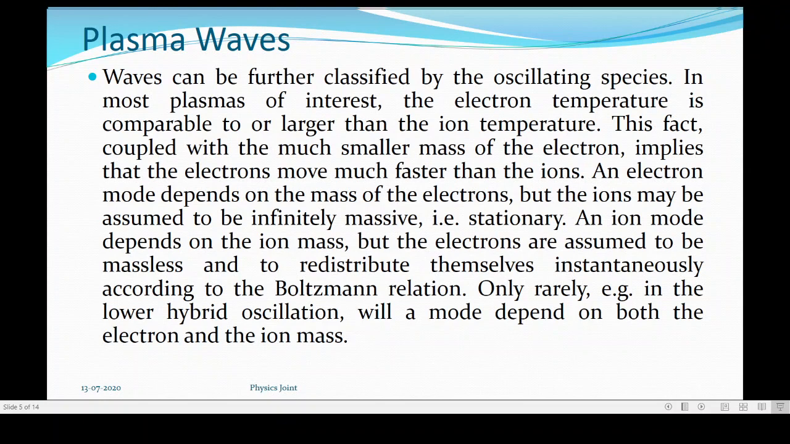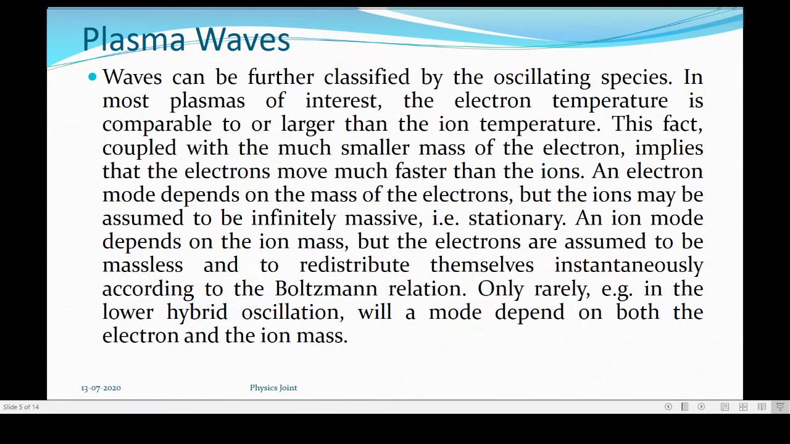In most plasmas of interest that we will be studying, the electron temperature is comparable to or larger than the ion temperature. This is because the electrons are more mobile compared to the ions, and they have more kinetic energy, and therefore the temperature is also high. This fact, coupled with the much smaller mass of the electron, implies that the electrons move much faster than the ions. An electron mode depends on the mass of the electrons, but the ions may be assumed to be infinitely massive, that is, stationary ions.